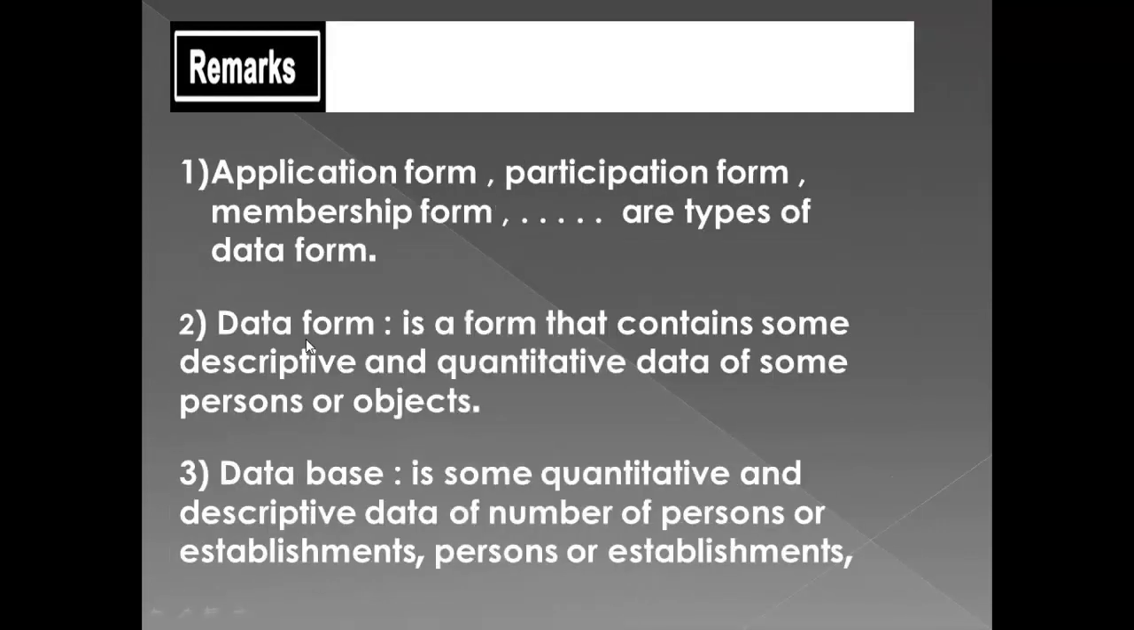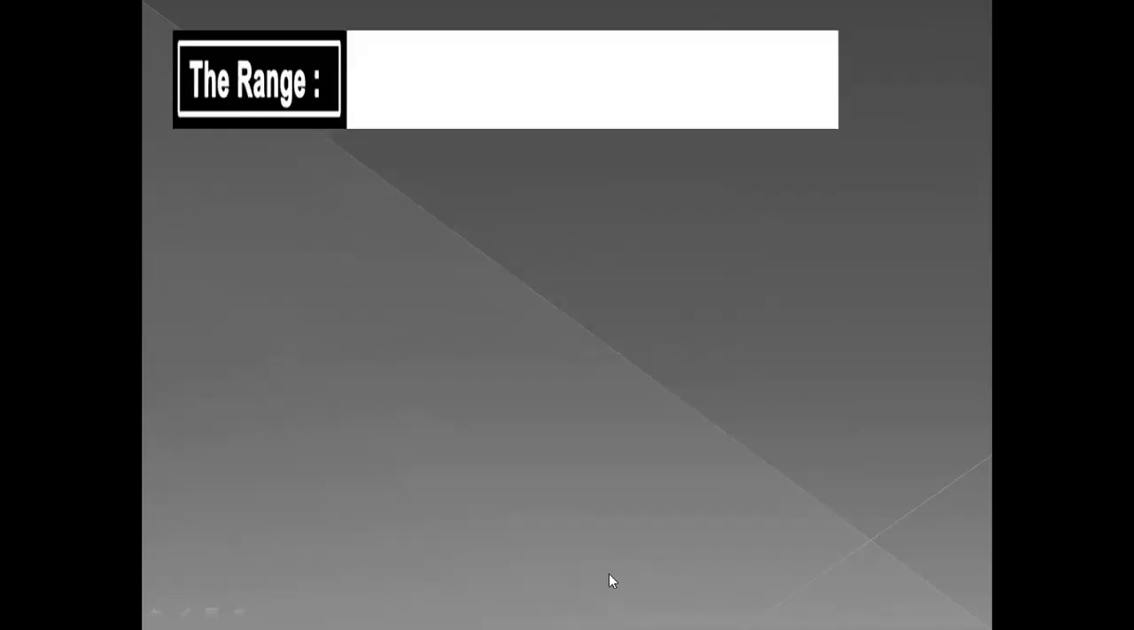Remarks. Application form, participation form, membership form are types of data form. A data form is a form that contains some descriptive and quantitative data of some persons or objects. A database is some quantitative and descriptive data of a number of persons or establishments.